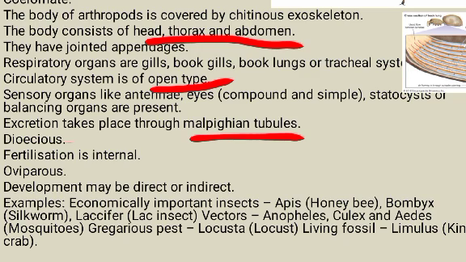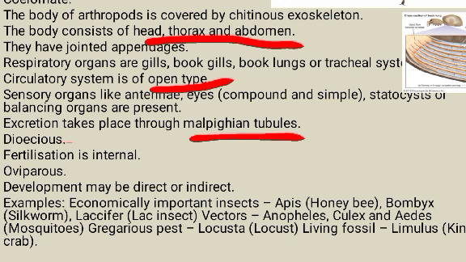Then they are dioecious. Dioecious means sexes are separate. Different sexes are present. Then fertilization is internal. They are oviparous. Oviparous means what? Egg laying animals. They lay eggs. Then the development may be direct or indirect. So in some organisms it can be direct or it can be indirect also.